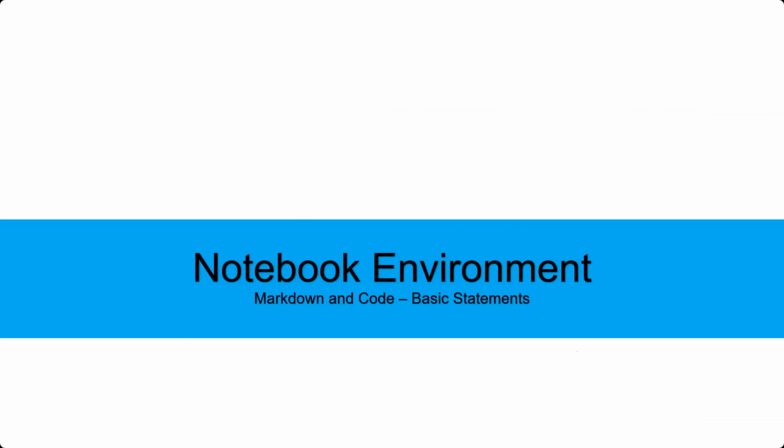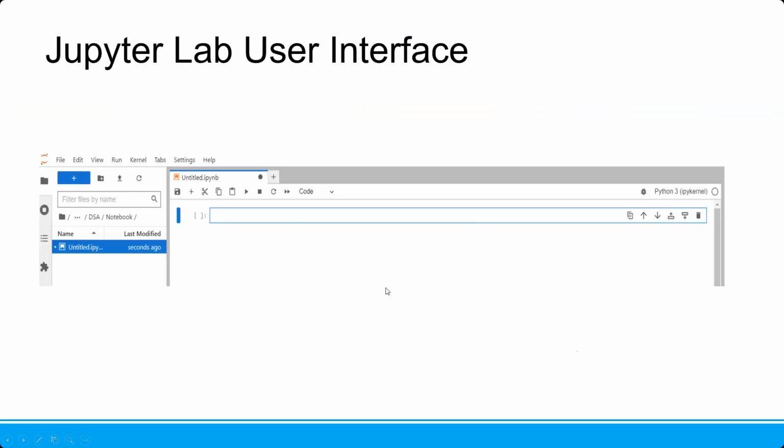Now let's discuss a little bit about the notebook environment. Today I will just discuss the markdown and code and the basic statement. So this is the Jupyter Lab user interface, as you already know from the environment that I showed you in the Google Chrome. Here you can click and add a new one. With this button, you can add a new folder.